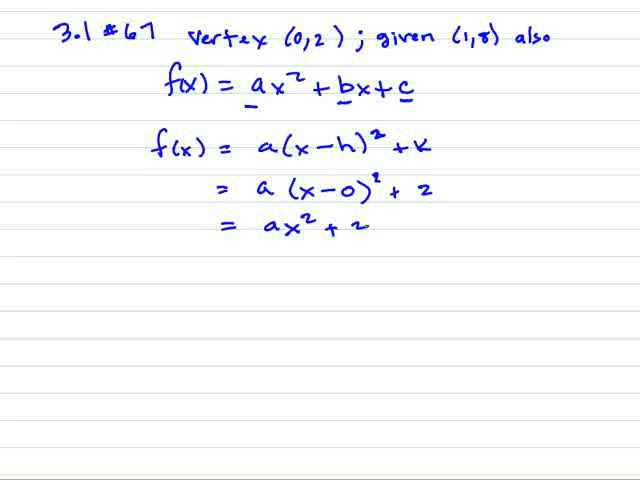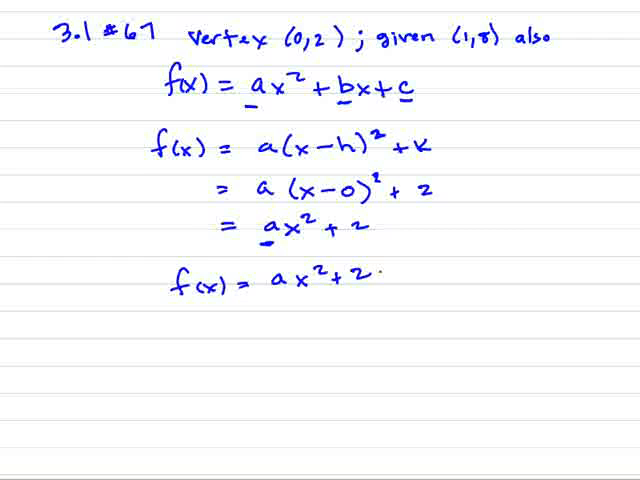Now we're going to find out what a is by substituting in the other point into this equation. So we just simplified the general form of the equation by substituting in the coordinate for the vertex and got this f of x equals ax squared plus 2. And so let's substitute in the point 1, 8. The 8 is the y coordinate, so that goes in for f of x equals a times, and then the x coordinate is 1, quantity squared plus 2.